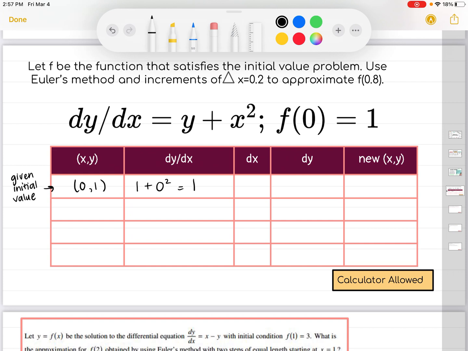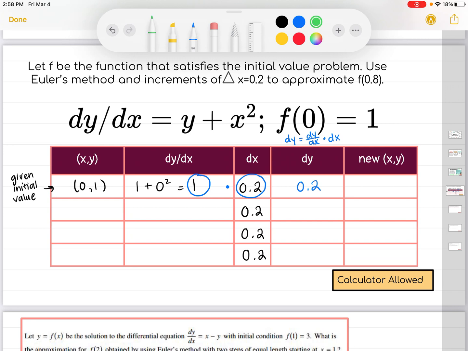Now our dx is our change in x that we already are given, 0.2. We're going to be changing by 0.2 every single time. And then to find our dy, this is where what we just did with the line really is helpful. We know that we can get dy by taking dy dx and multiplying by dx. So we're literally going to take the value in our dy dx column and multiply it by the value in our dx column, 0.2. So 1 times 0.2 gives me 0.2 as my change in y.